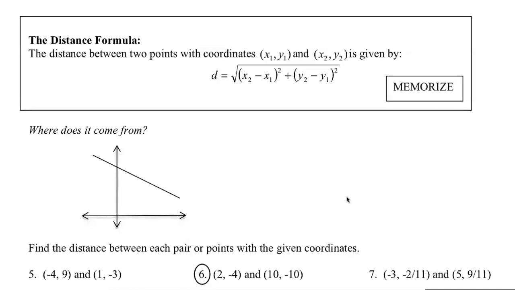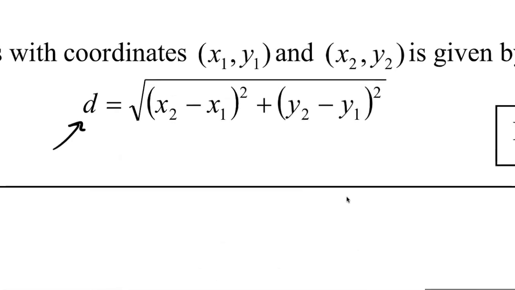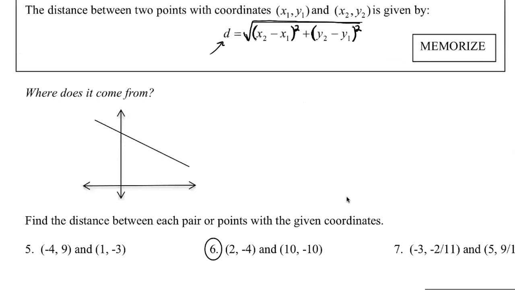This is part 2 of a lesson about the midpoint and distance formulas. The distance formula states the distance between 2 points with coordinates x1, y1 and x2, y2 is given by this formula, d for distance, and it is the square root of the difference in the x coordinates squared plus the difference in the y coordinates squared. So where exactly does this formula come from?